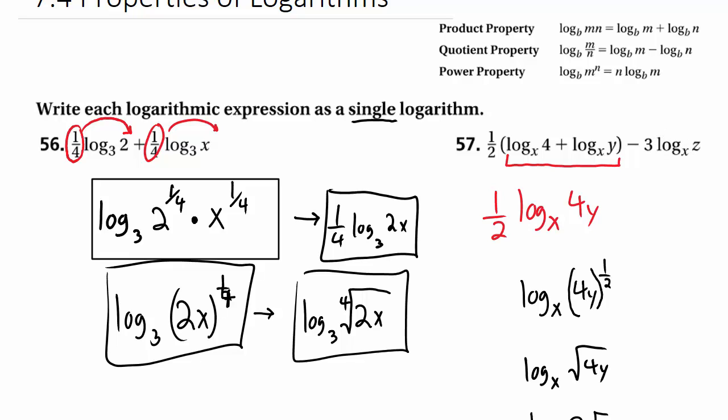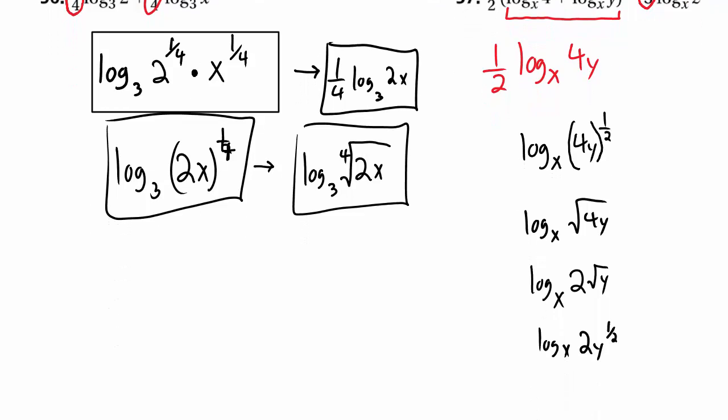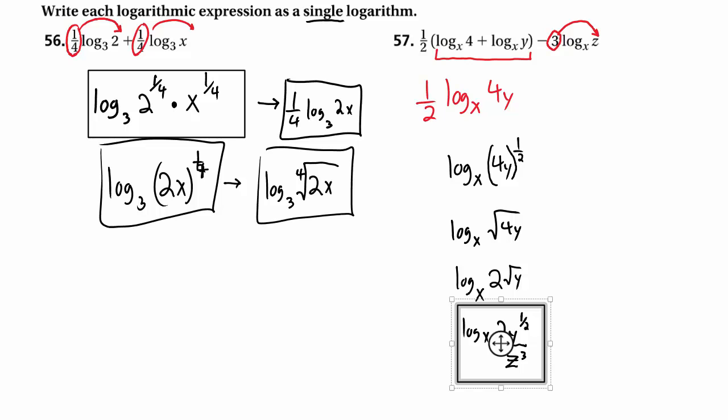So for this 3, if I want to write it all as one common log, I can put the 3 on top of the z right there. So that's z to the third. But the z to the third goes on the bottom. So I can write that like this. This would be the preferred final answer for this long drawn out logarithmic expression. And you see how it requires three different logarithmic expressions? You can write it as a single logarithm this way.